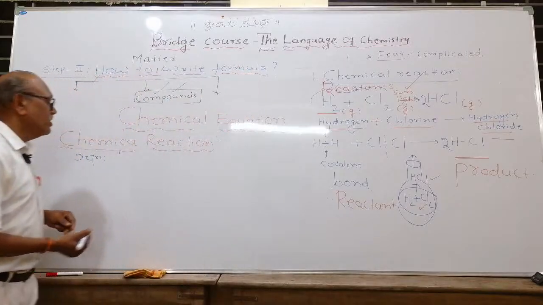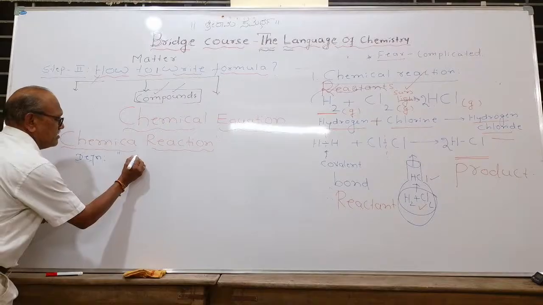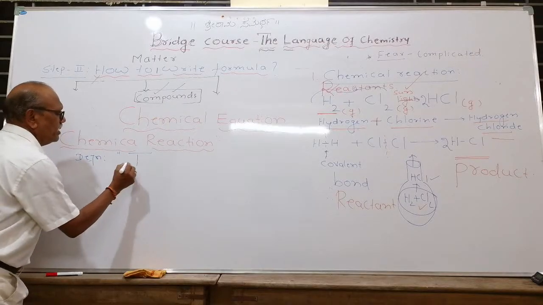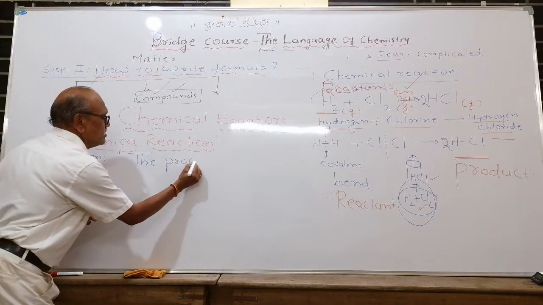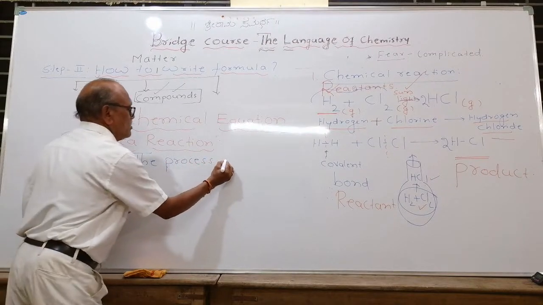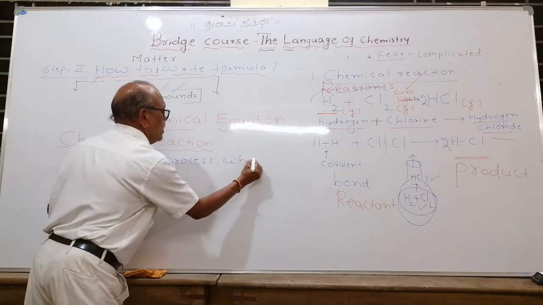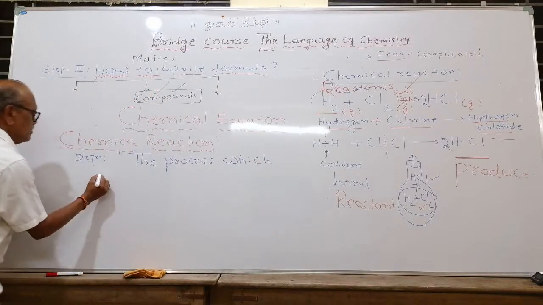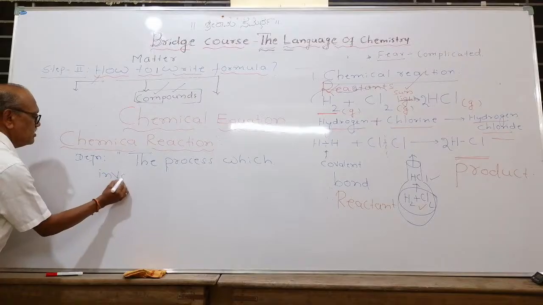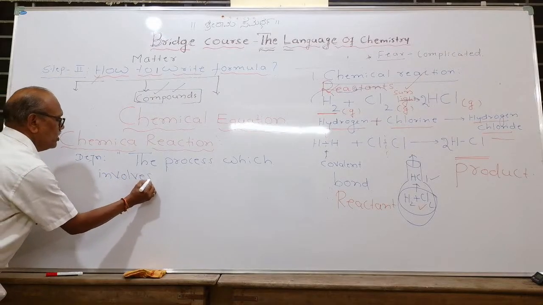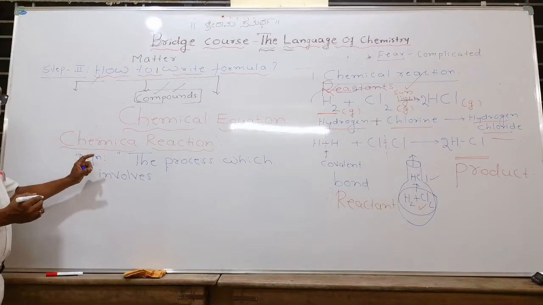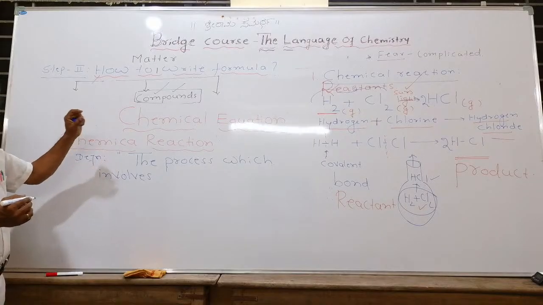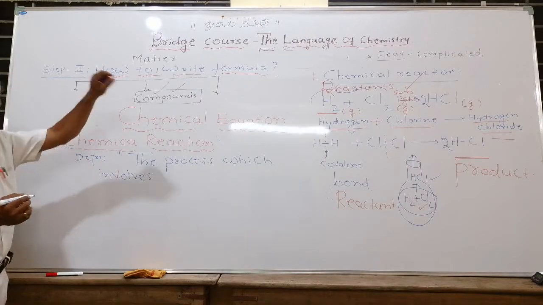Okay, let us define what is a chemical reaction. Today we will write it more meaningfully. The process which involves, you can note down in your notebook. Slow learning, clear learning, step-by-step learning. Throughout, I am focusing on average students, weak students and extraordinary students also.